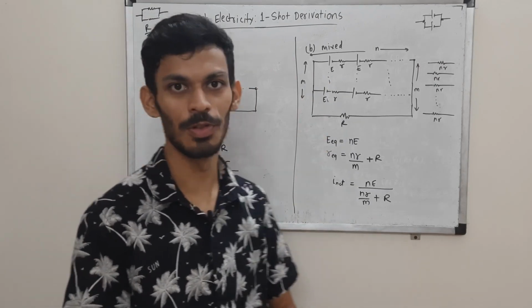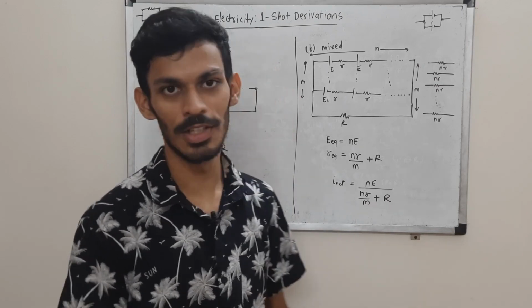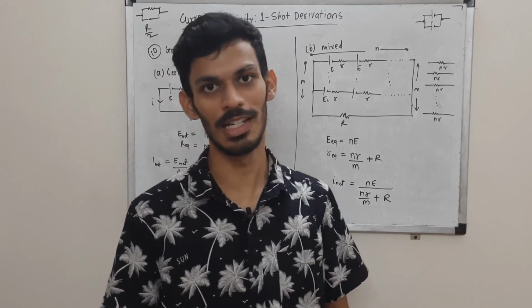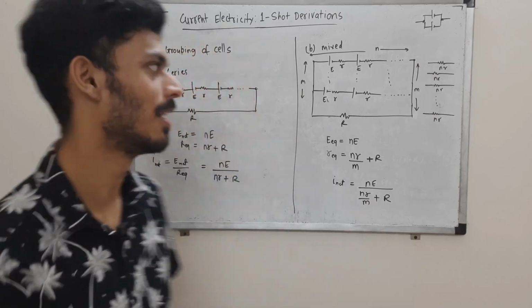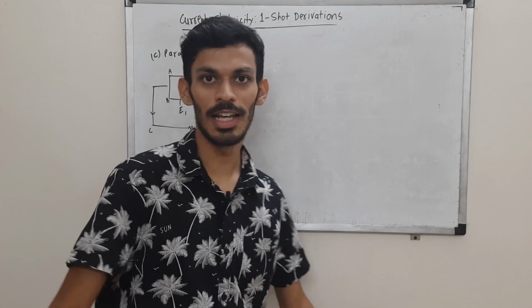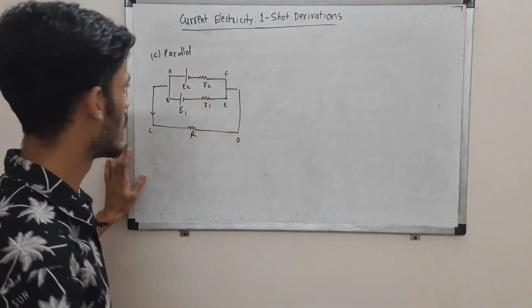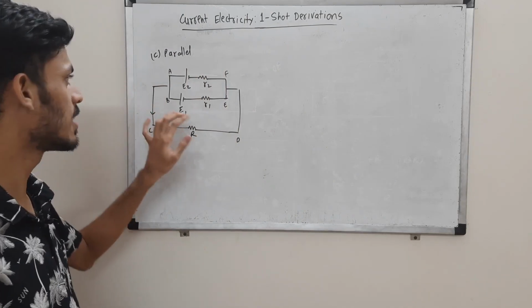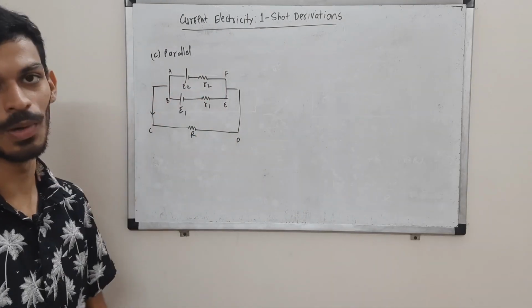And let's move to the last arrangement, which will be the parallel one with two different cells. Let's discuss that, the final derivation for the day. Here we have two cells in parallel combination. They are different cells. E1 and E2 are separate, R1 and R2 are separate.